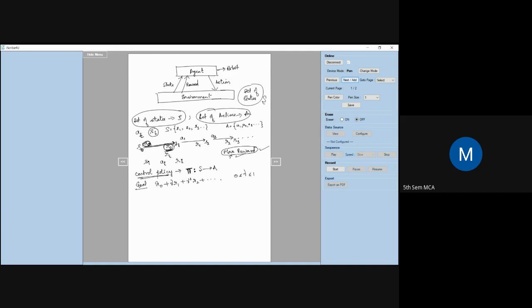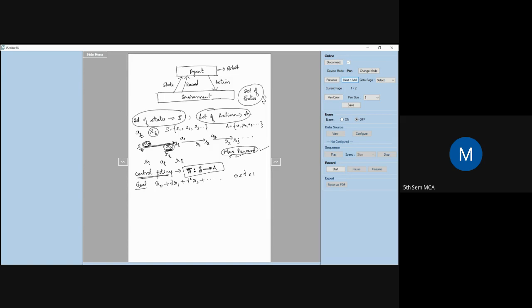Any doubts till here? So it has to learn a control policy. This is the function that we have defined. The machine, or the robo, has to learn this function. Look here, we have put this particular function. S is mapped to A. S is a set of states. A is a set of actions.